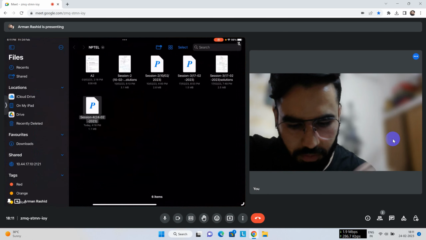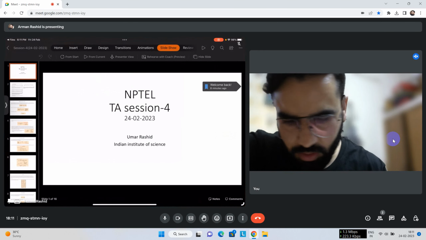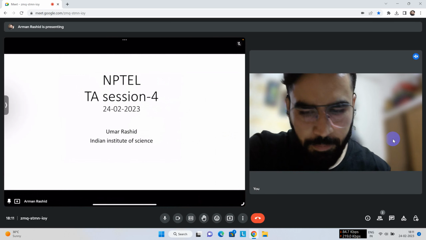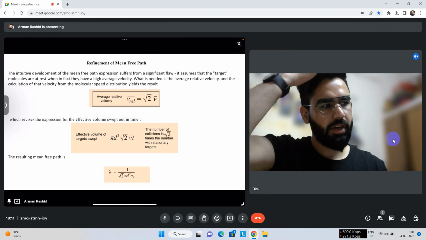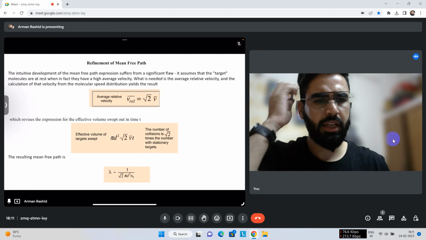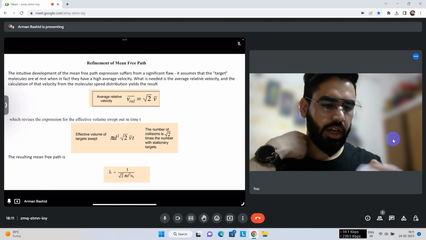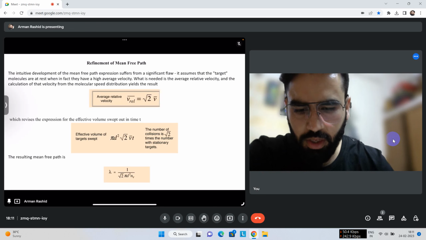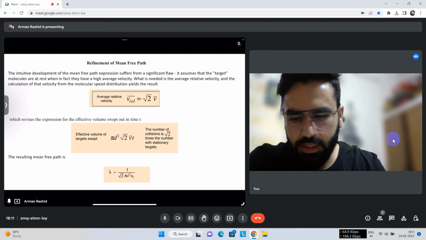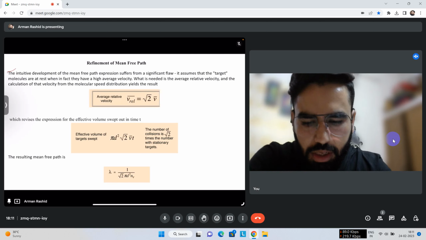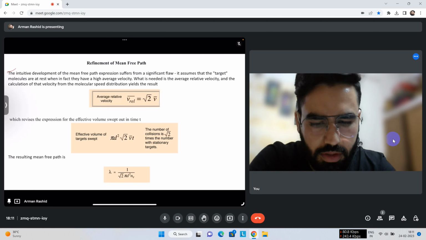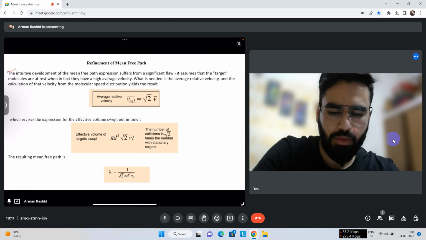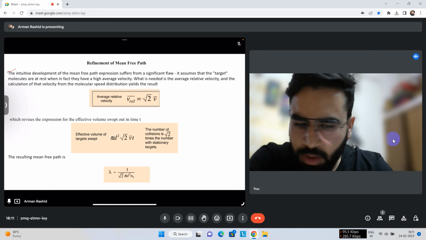We'll call this a refinement of the mean free path, where we take the average velocity and replace it with the relative velocity, because both molecules are actually moving. As I have written here, the in situ development of the mean free path expression suffers from a significant flaw. It assumes that the target molecules are at rest, when in fact they also have some average velocity.